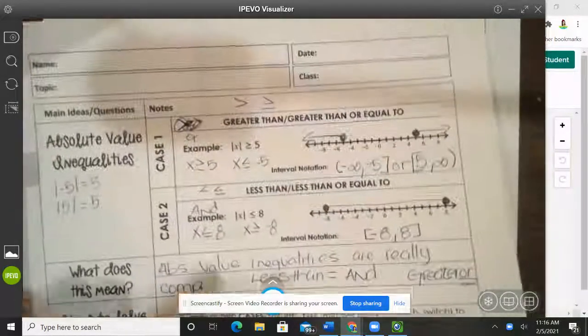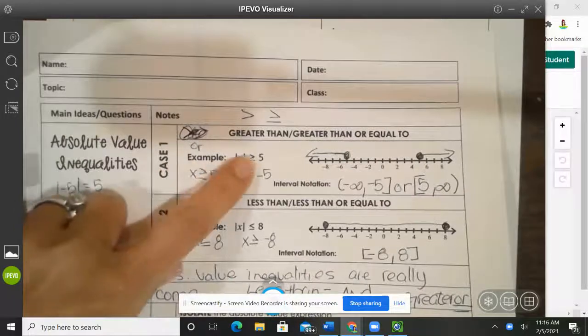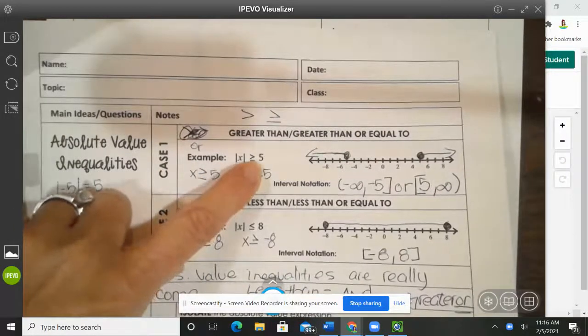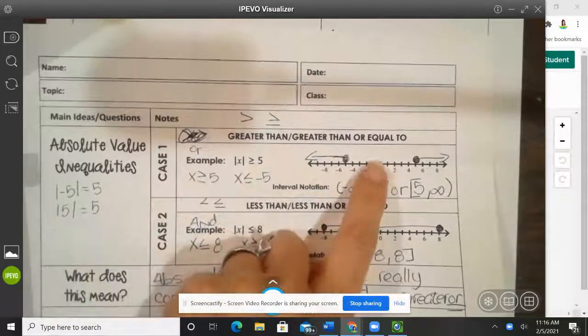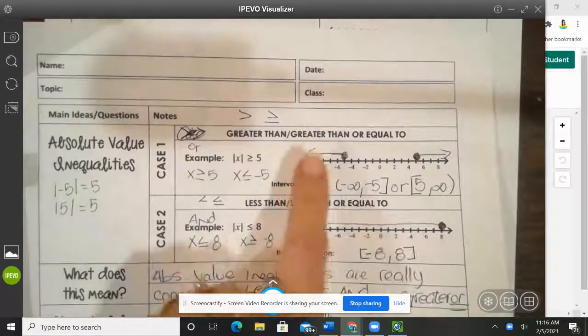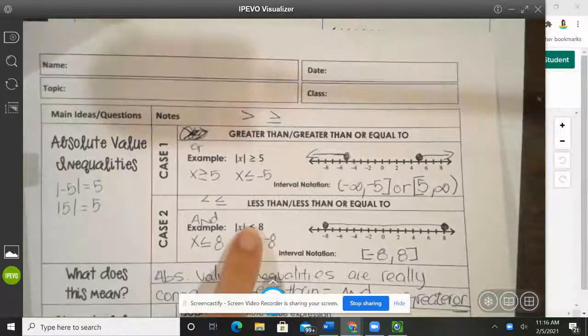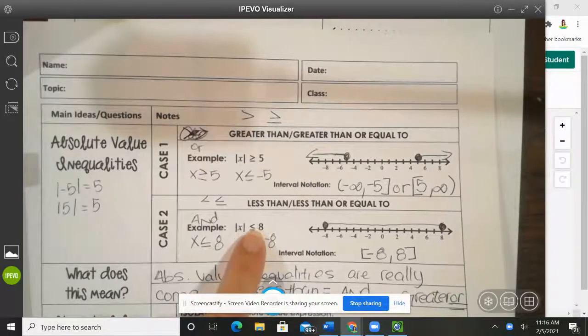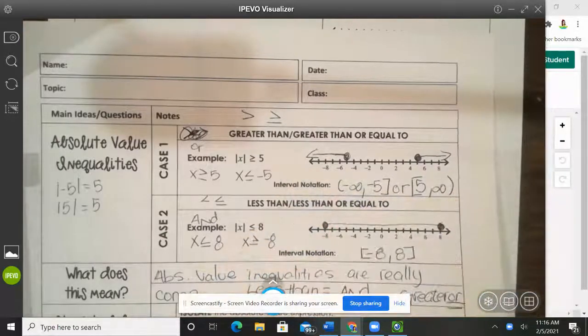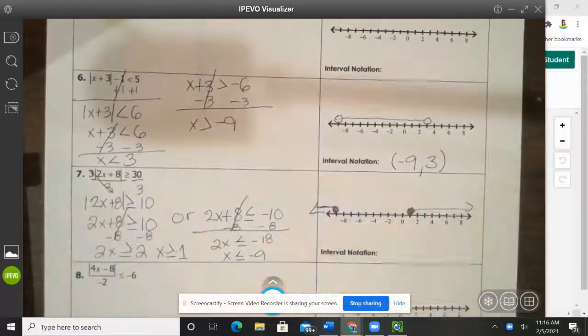So remember, one of the things that we have to remember here is to look at those cases right here. If it starts with a greater than or equal to, or greater than, then it looks like the or ones, where it goes in different directions. If it starts with the less than or less than or equal to, then it's connected. Okay. So use your notes, guys.